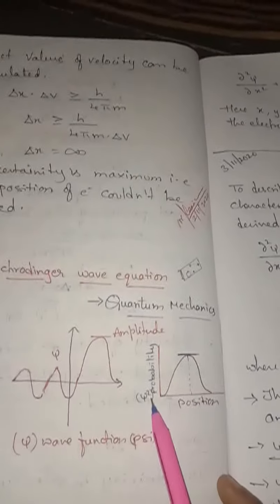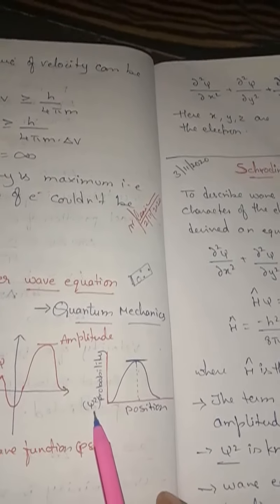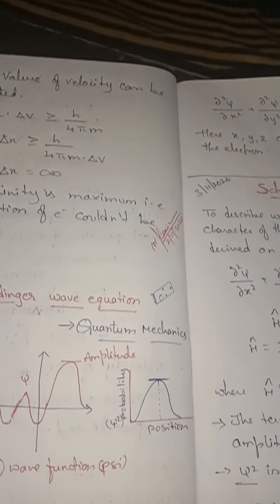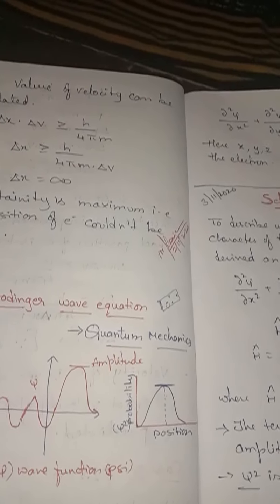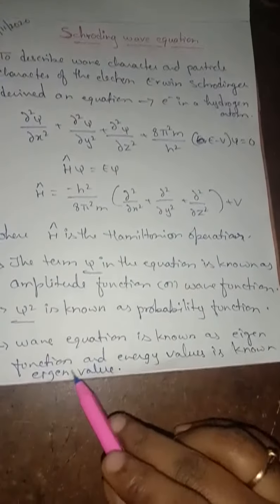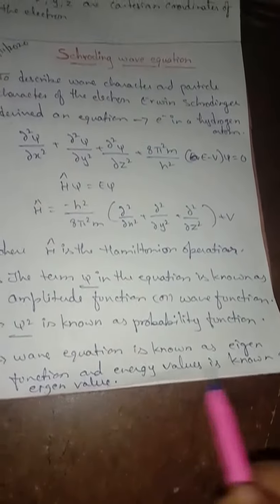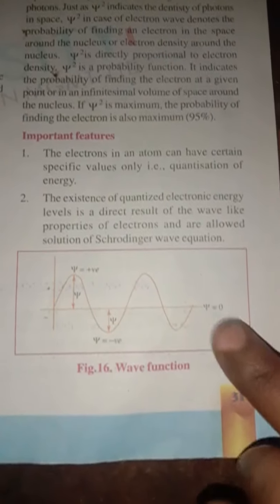And psi square is known as the probability function. So the wave equation is also known as the eigen function, and the energy values which are given by the eigen function are known as eigen values. So look at this diagram, children.